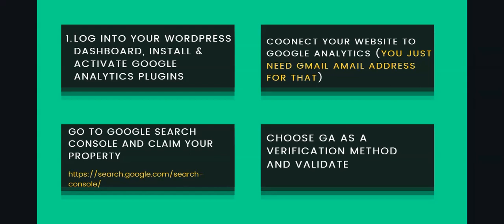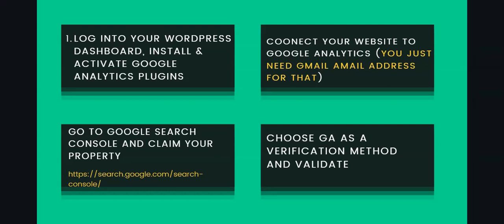The first step, you will need to log in to your WordPress dashboard and install and activate Google Analytics plugins, because we will use this method to claim your website properties with Google Search Console. So it is very important first to install and activate your Google Analytics plugins, and second step, to connect your website to Google Analytics, and you can do that by using the setup wizard. What you need is a Gmail email address.